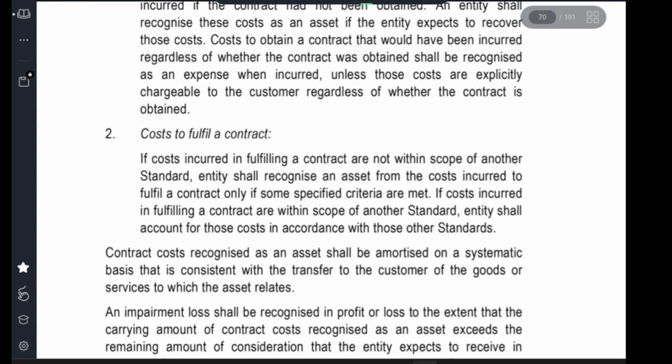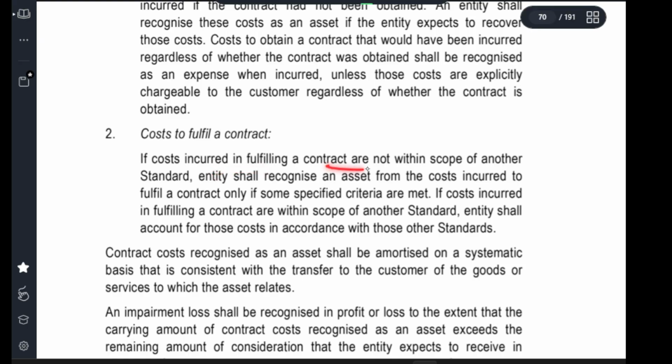Now, cost to fulfill the contract. I got the contract, and then after that I am going to incur costs. For example, I got a contract for designing software. Then I am going to pay employees and pay any expenses regarding that designing, cloud computing, that kind of expenses, which will be the cost of it.